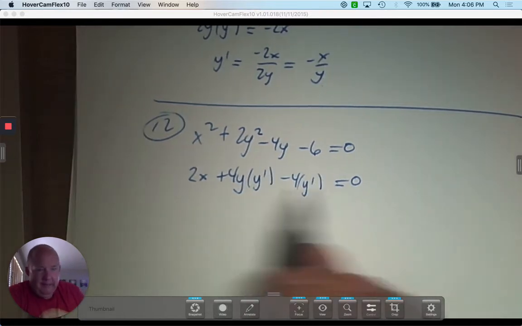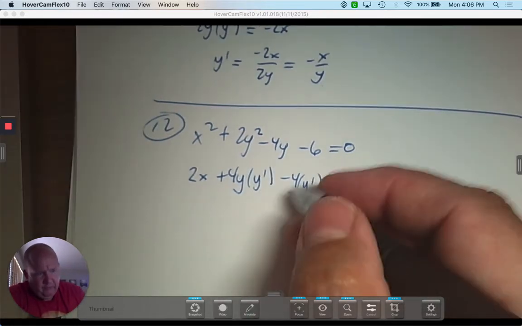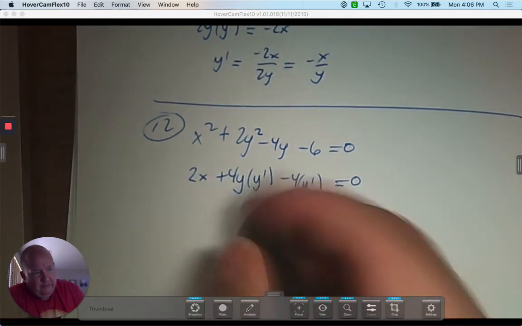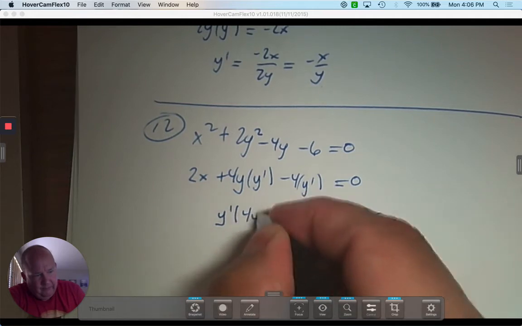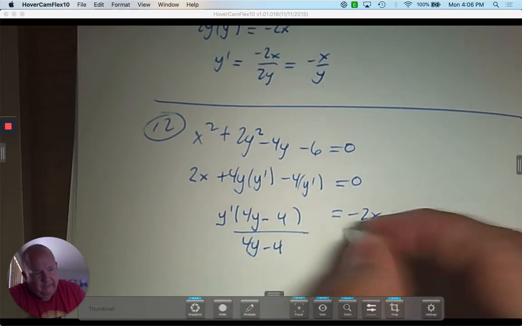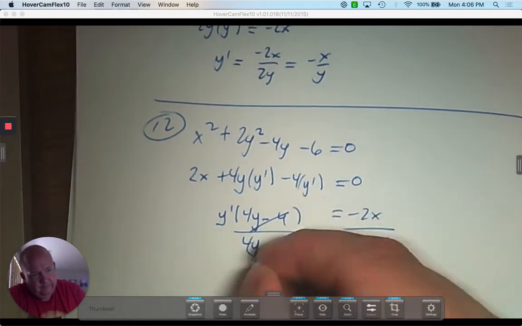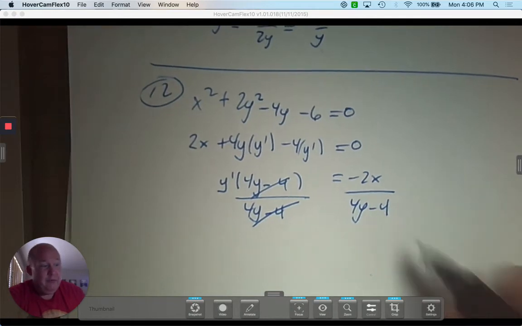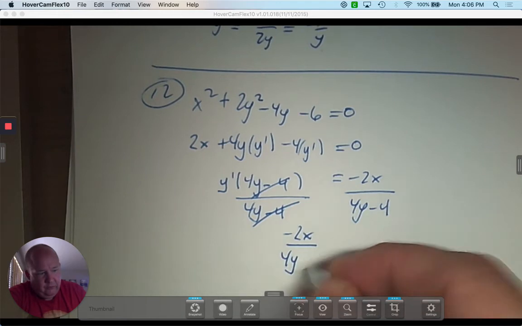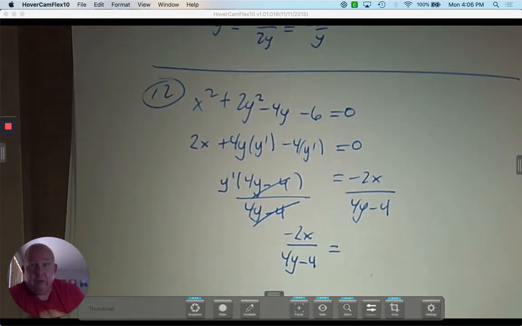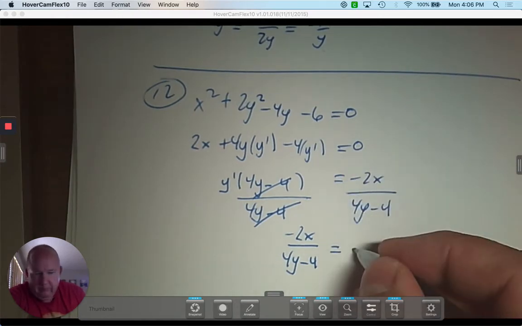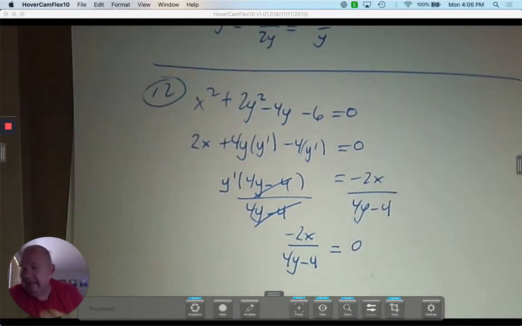Next, I'm going to get y prime by itself. So how do I do that again? Well, first I'm going to subtract 2x. Then I'm going to factor out a y prime so I can divide and get y prime by itself. So I'm going to divide by 4y, take away 4. Perfect. Then what do I do with this answer? I make that equal to 0. So you just found the equation for every slope of that curve. This will give me the slope. We want when the slope is equal to 0. So make it equal to 0.